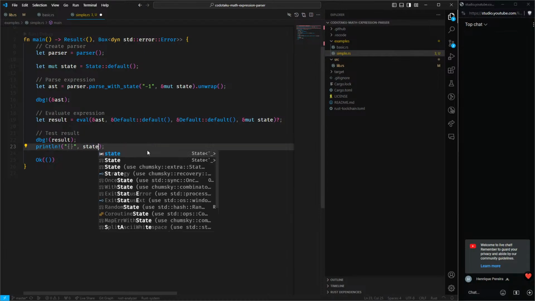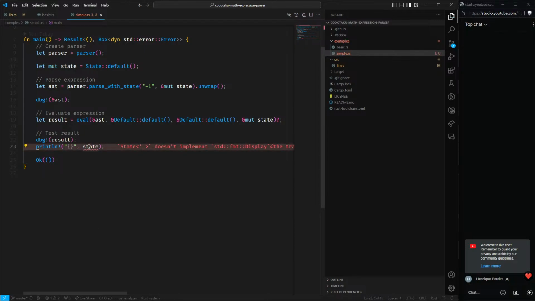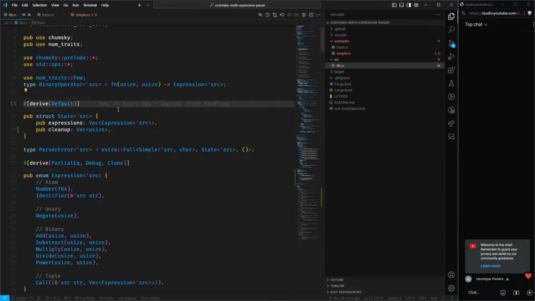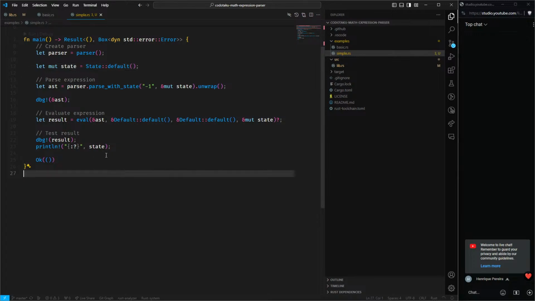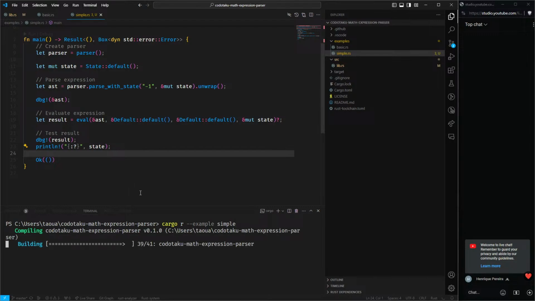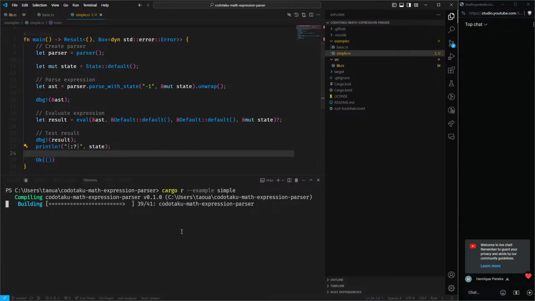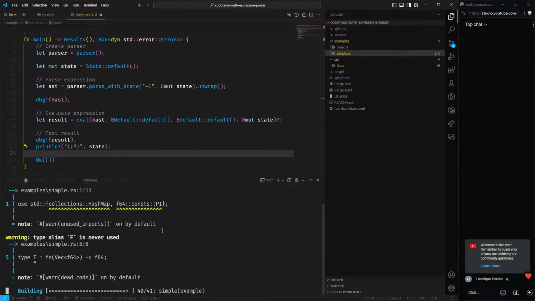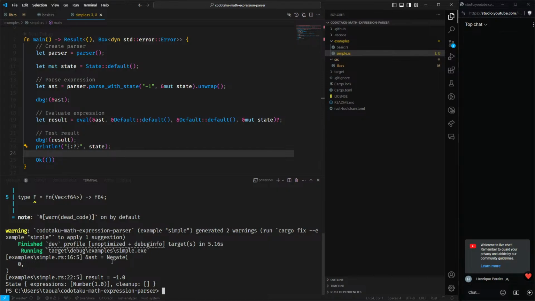And I mean, you could just print the whole state, really. I think it doesn't implement debug. Well, implement it then, it can't do it itself. Okay, so debug, and there you go. So let's see our state right now. If we actually run the simple example here, this is what we get.